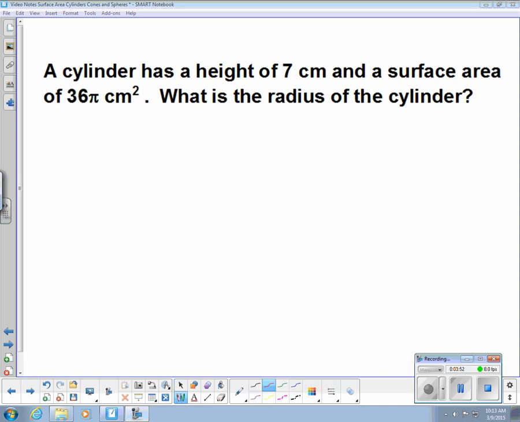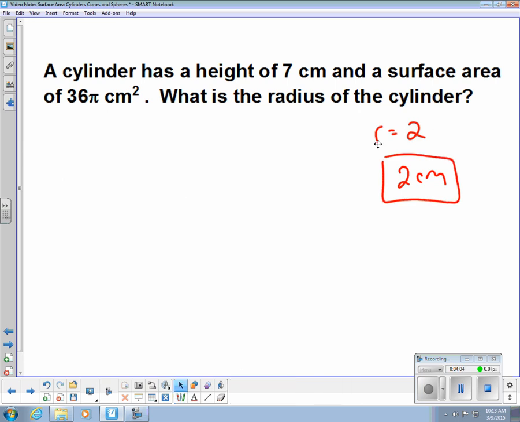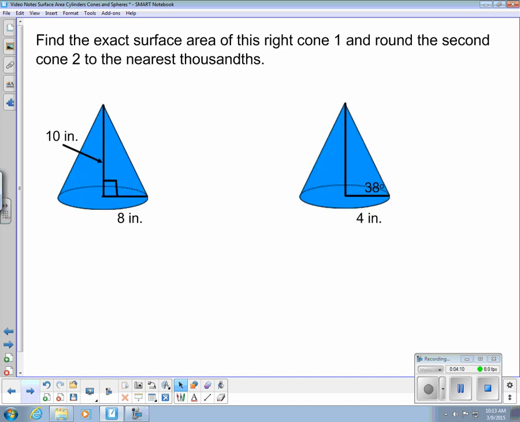All right, when you get done with this one, you should get a radius equal to 2. Actually, it would probably be better if it's 2 centimeters, because that's my units here. Make sure you have that example, and all your work, your quadratic, your factored out, and everything. All right, so now we go to cones.